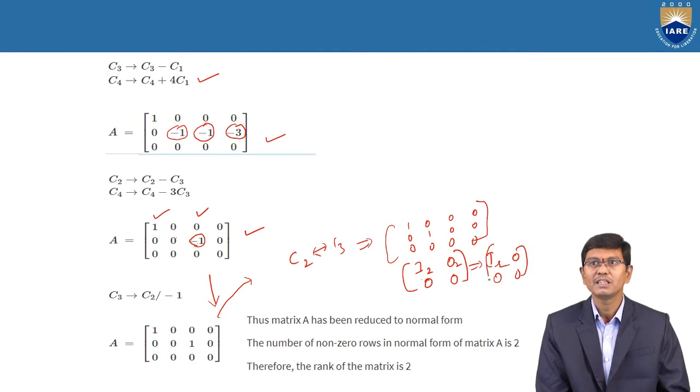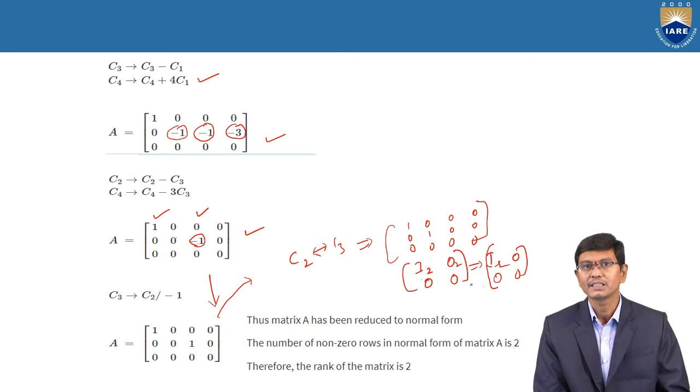While observing this, it clearly satisfies the normal form of a matrix, where here R is equal to 2. Therefore, the rank of the matrix is 2 only.